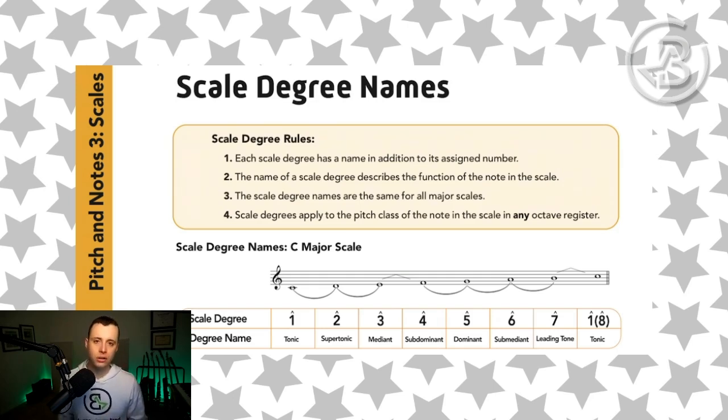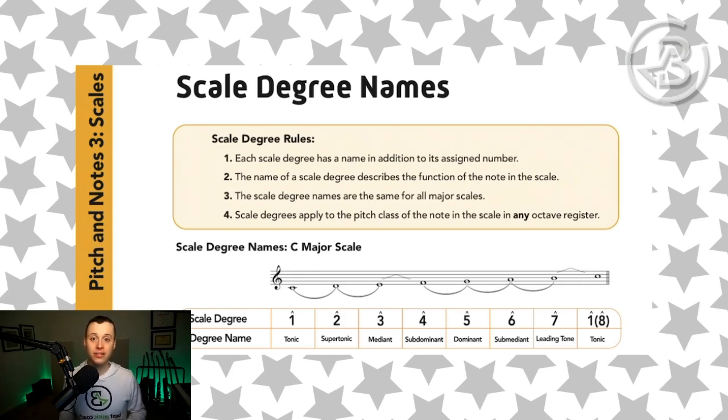So now we're going to learn that there are actually names for the scale degrees for major scales. Now, these scale degree names are the first step to doing even larger analysis on music that's going to help you get even greater understanding of the music that you love.